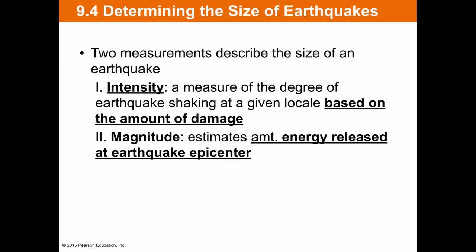So, once you know where an earthquake happened, how do you describe it? Well, the part we care about, how strong it is, its size. You have two basic descriptors, intensity and magnitude. Intensity is a measure of the degree of earthquake shaking at a given location based on the amount of damage, or how much of the earthquake did I feel. Was the earthquake strong from my point of view? You also have magnitude, which estimates the amount of energy released at the earthquake epicenter. That is, how strong is the earthquake from the earthquake's point of view. These two sometimes parallel each other very nicely, other times they do not.